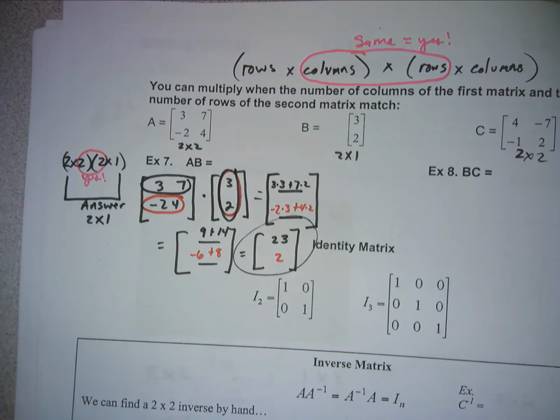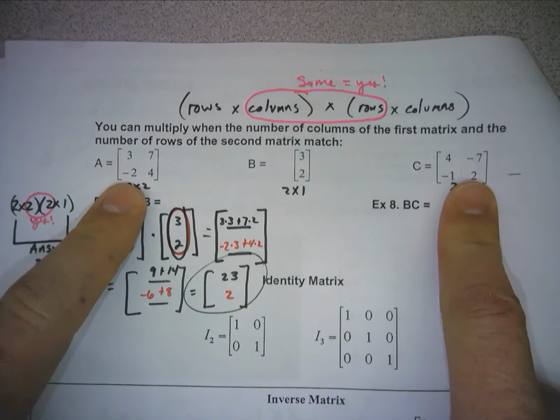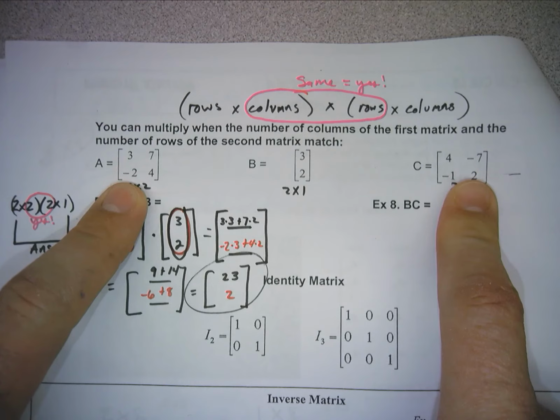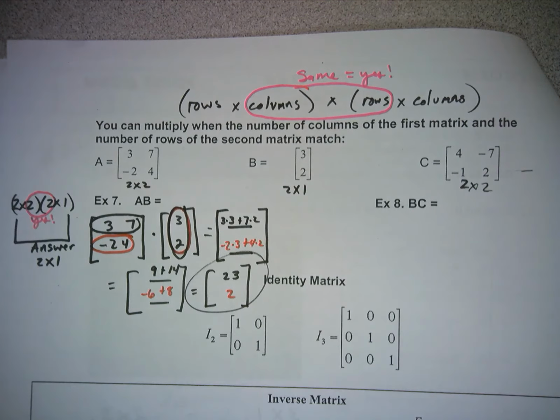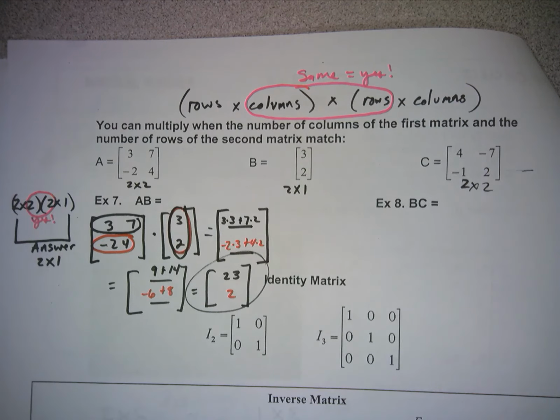Well, how do I make that a little easier? Imagine this was a 2 by 2 times a 2 by 2. Or imagine this was a 2 by 2 times a 2 by 10. Oh my God, you'd have to do that a ton of times. I don't want to do it a million times. I want to just punch it in my calculator and be done.